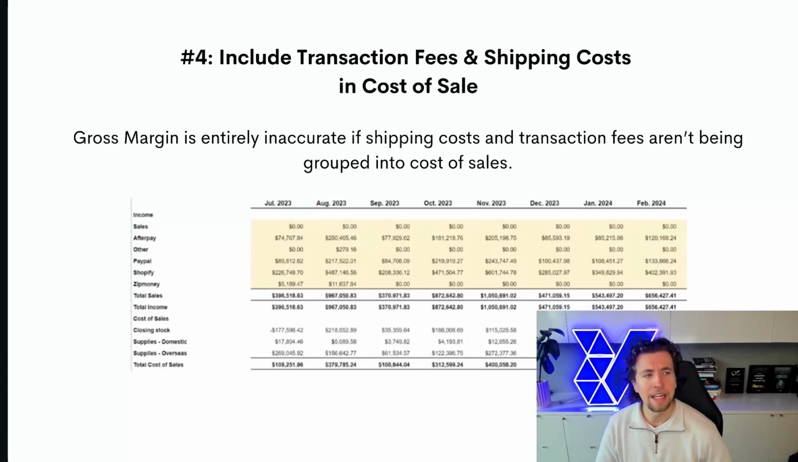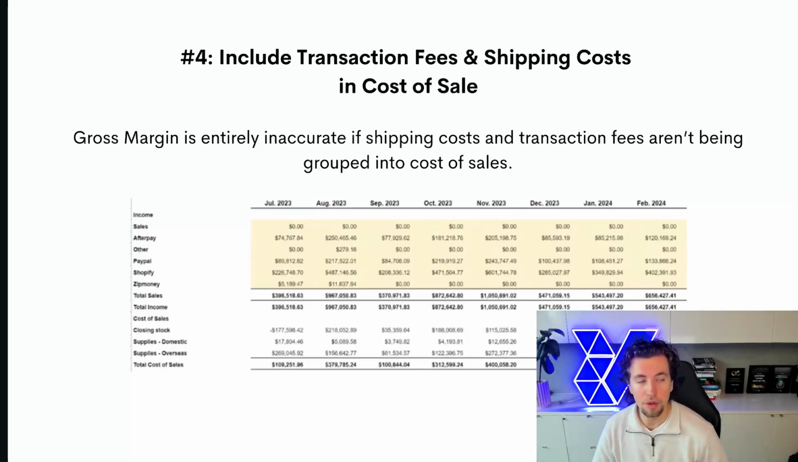Number 4, include transaction fees and shipping costs in cost of sale. The majority of gross margin errors, in fact, probably 90% of people watching this video are making this mistake, which is that your gross margin is not your income minus your product cost. That is your product margin. That is not your gross margin.